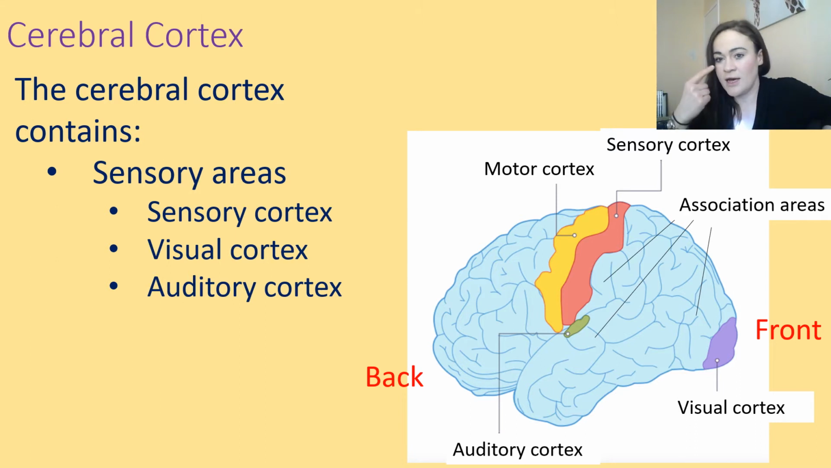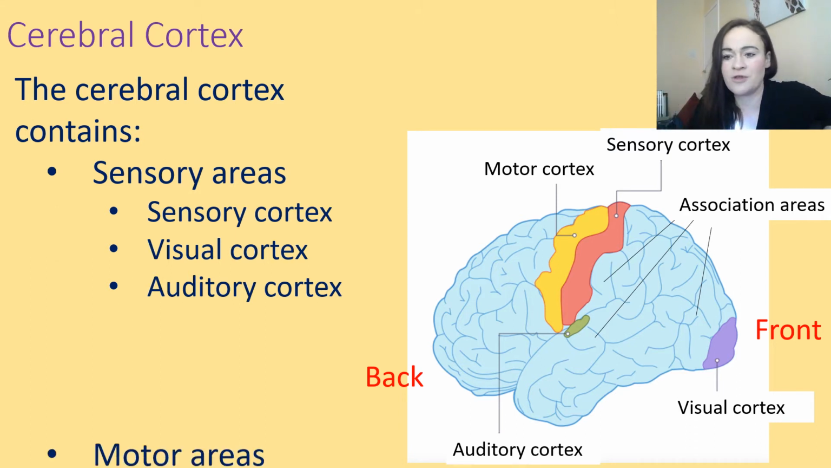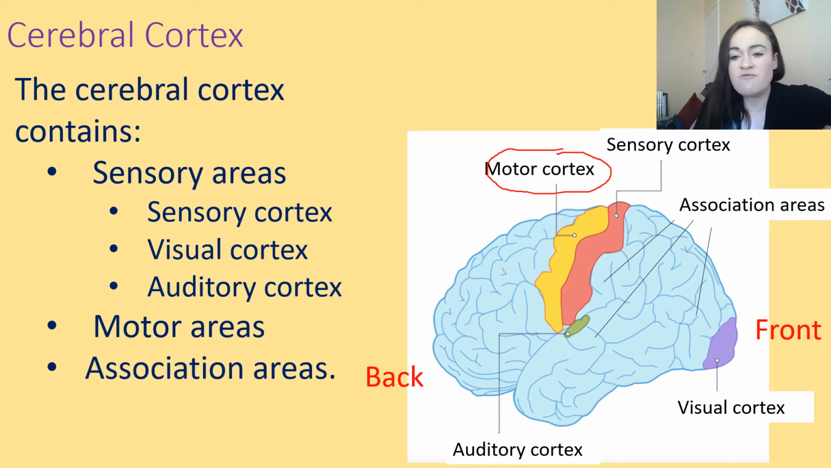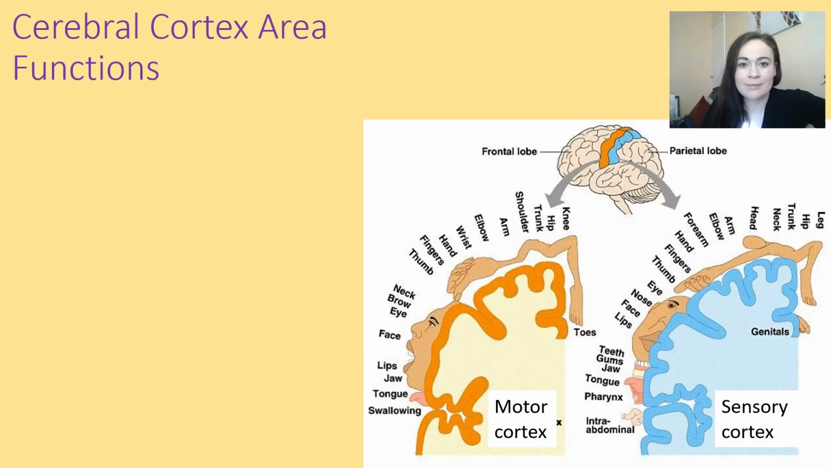So taste, eyesight, hearing, that sort of thing. There's also the motor area, which is just in the middle, just here. And that's to do with movement and decisions on moving, those sorts of things. And then we've got a lot of association areas, okay? And these are really important. We're going to go into that later.